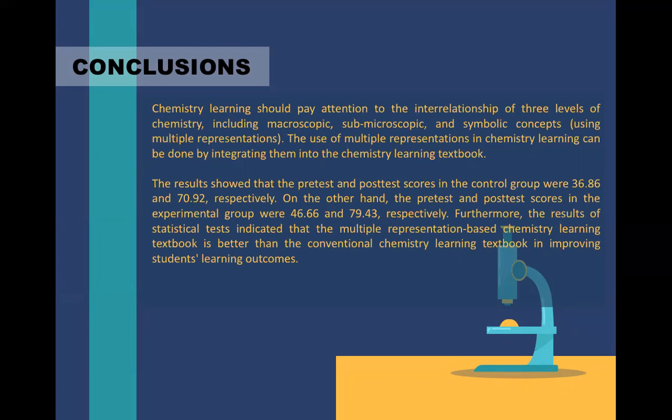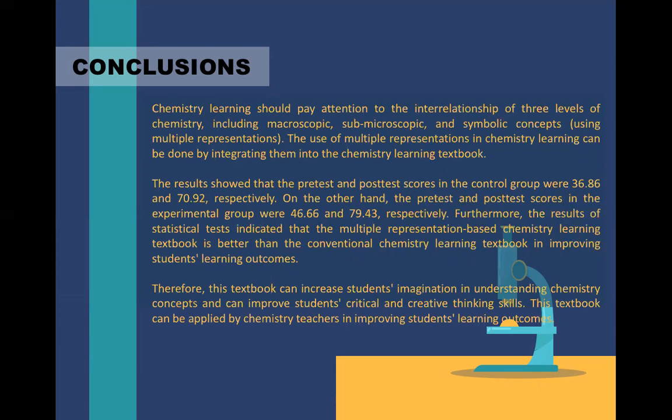On the other hand, the pretest and post-test scores in the experimental group were 46.66 and 79.43 respectively. Furthermore, the results of statistical tests indicate that the multiple representation-based chemistry learning textbook is better than the conventional chemistry learning textbook in improving student learning outcomes. Therefore, this textbook can increase student imagination in understanding chemistry concepts and can improve student critical and creative thinking skills. This textbook can be applied by chemistry teachers in improving student learning outcomes.